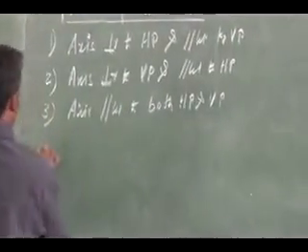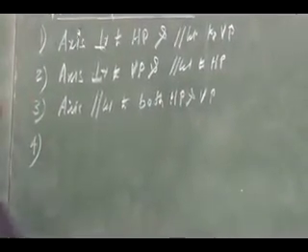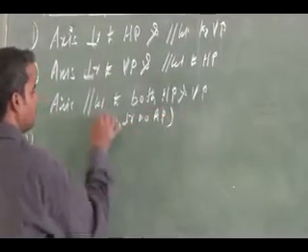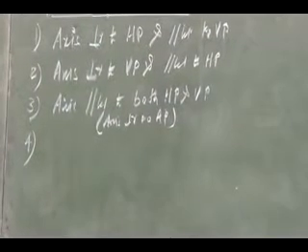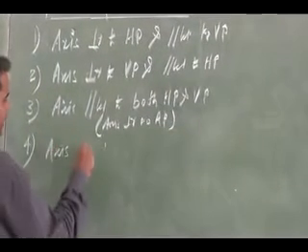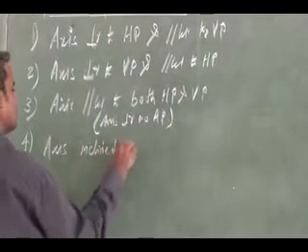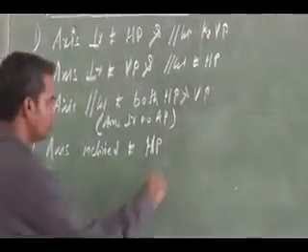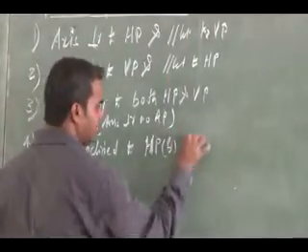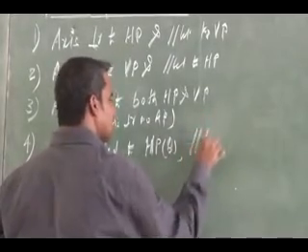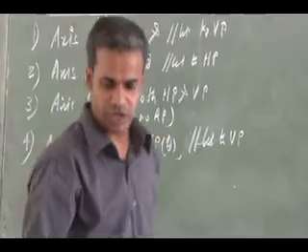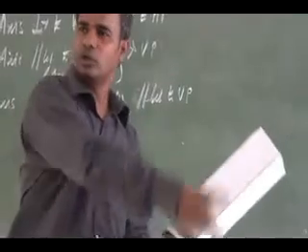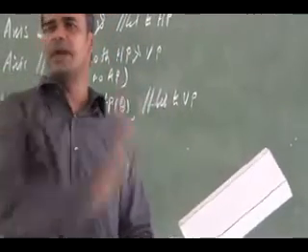So if the axis is parallel to both HP and VP, in the sense the axis is perpendicular to the profile plane. Then the axis is inclined to HP, with inclination theta, and it is parallel to VP. This orientation you can see. The axis is inclined to HP, and at the same time it is parallel to VP.